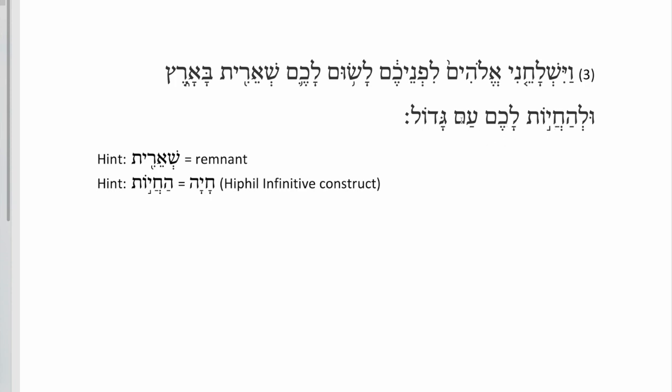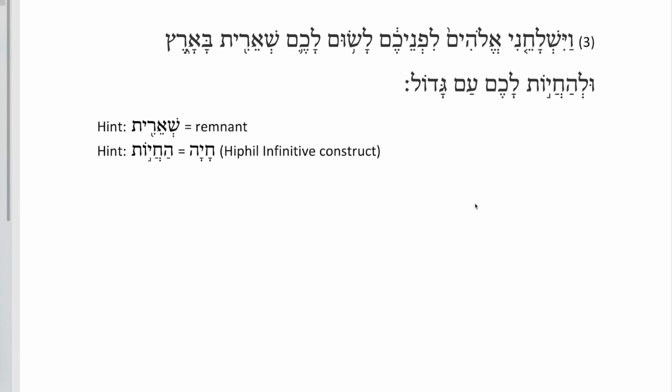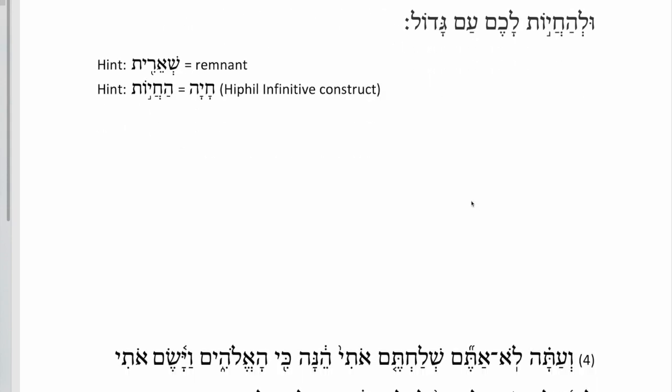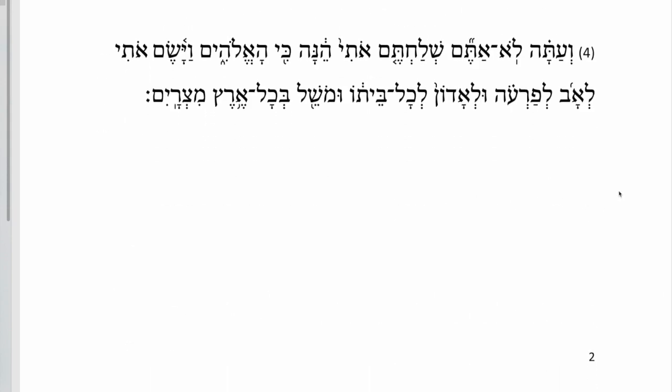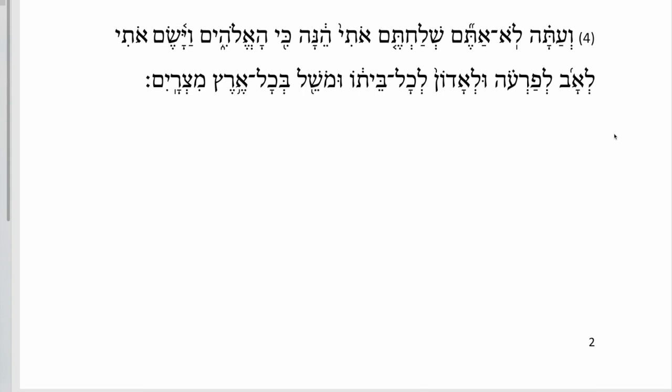Lachem, for you, am gadol, a great people. Like to keep your great people alive or something like that. Syntax is a little bit strange, but to preserve a great, or to keep alive, to make alive, to make live for you a great people. That is Israel, who's about to emerge from all this group of people who have descended to Egypt.